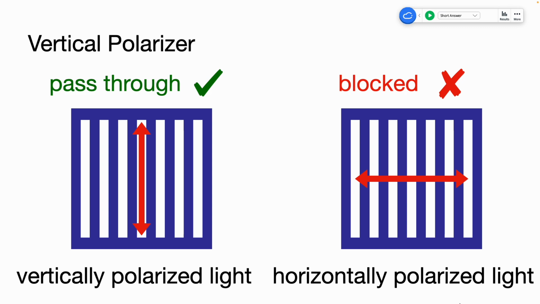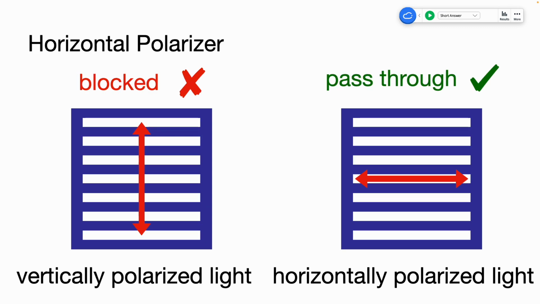Similarly, you can have a horizontally polarized polarizer. You just rotate the polarizer by 90 degrees, and then in this case, the vertical light will be blocked and the horizontal light can pass through. Okay? So far, so good.